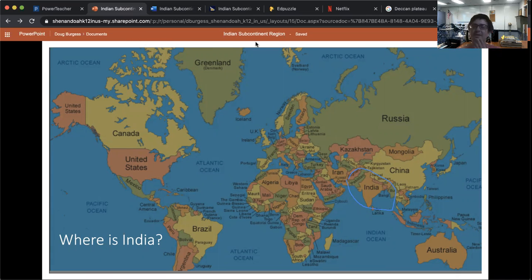So the Indian subcontinent is right in through there where you see it circled, and I would argue it consists of 6 countries: Pakistan, India, Sri Lanka down here, Nepal, tiny little Bhutan right here, and then Bangladesh. So I would argue it consists of those six countries, and we'll go through and talk about each of those countries here in a minute. But first, I just want to go over a few physical features, if you will.